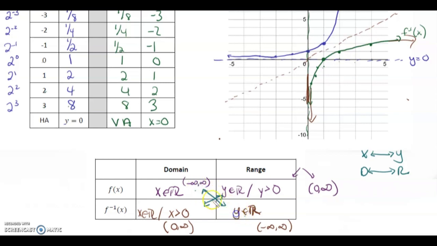X for y. Now the domain of the inverse is the range of the original, or vice versa, right? Y is greater than 0, x is greater than 0. And that makes sense because we're literally just switching the x and the y. We're substituting them out for each other.